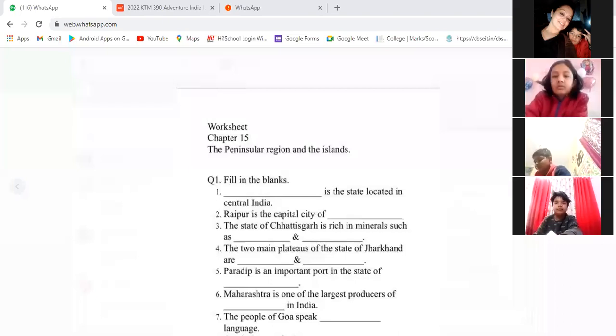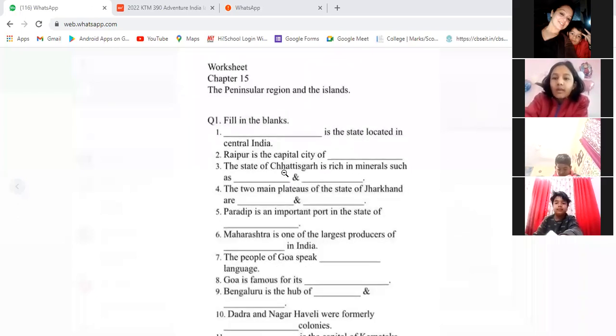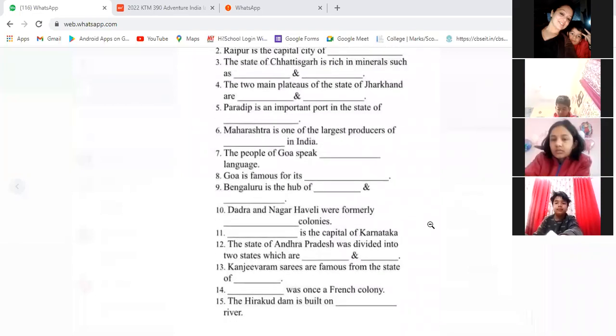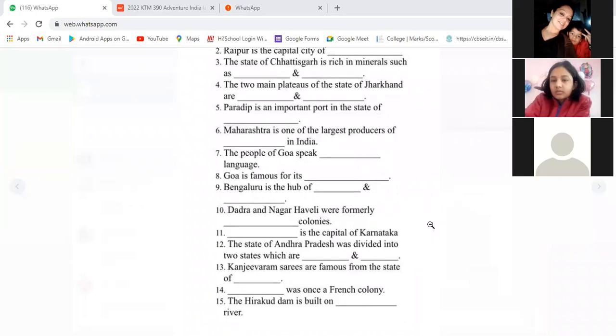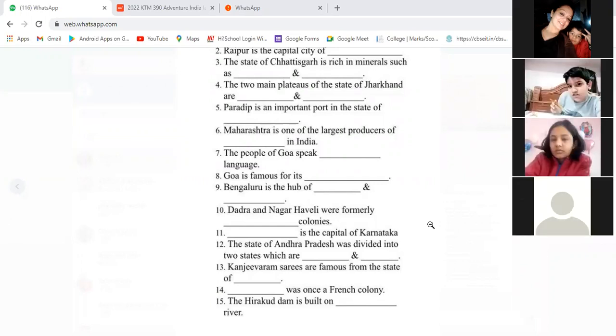Ma'am, please scroll down. Children, I have shared this worksheet on the class group also. Ma'am, I am on it. Ma'am, I don't know the seventh one. Okay, if you don't know any answer, beta, you can leave it. We'll discuss it later.